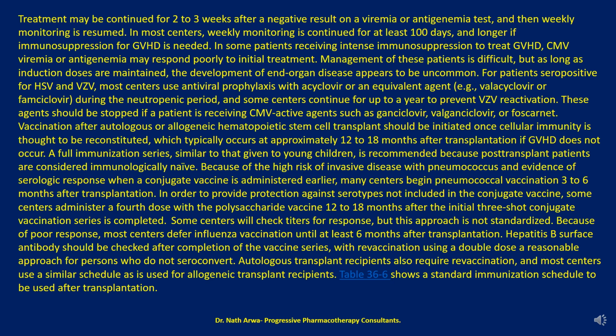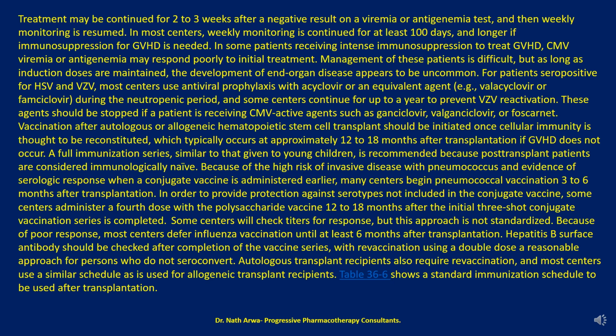Because of the high risk of invasive disease with pneumococcus and evidence of serologic response when a conjugate vaccine is administered earlier, many centers begin pneumococcal vaccination 3 to 6 months after transplantation. In order to provide protection against serotypes not included in the conjugate vaccine, some centers administer a 4th dose with the polysaccharide vaccine 12 to 18 months after the initial 3-shot conjugate vaccination series is completed. Some centers will check titers for response, but this approach is not standardized.